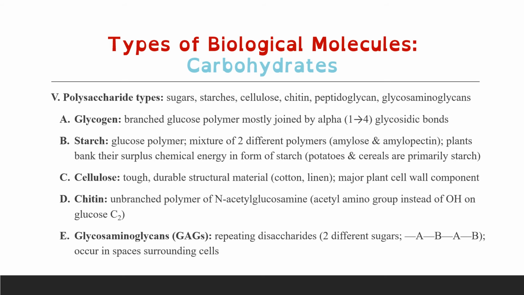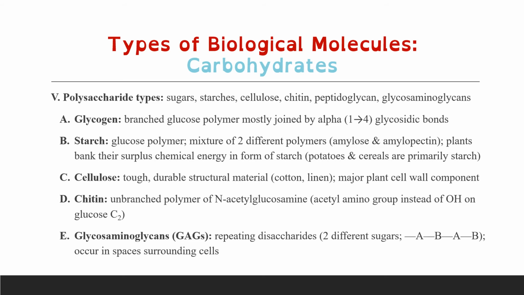Glycogen is a branched glucose polymer mostly joined by alpha 1-4 glycosidic bonds. And then you have starch, which is a glucose polymer. It is a mixture of two different polymers, amylose and amylopectin. Plants bank their surplus chemical energy in the form of starch, like in potatoes and cereals. And then you have cellulose, which is a tough, durable structural material like what you see in cotton and linen, and it is the major plant cell wall component.